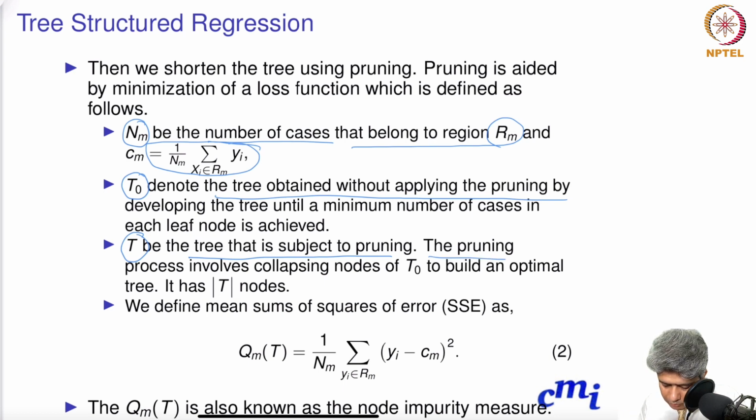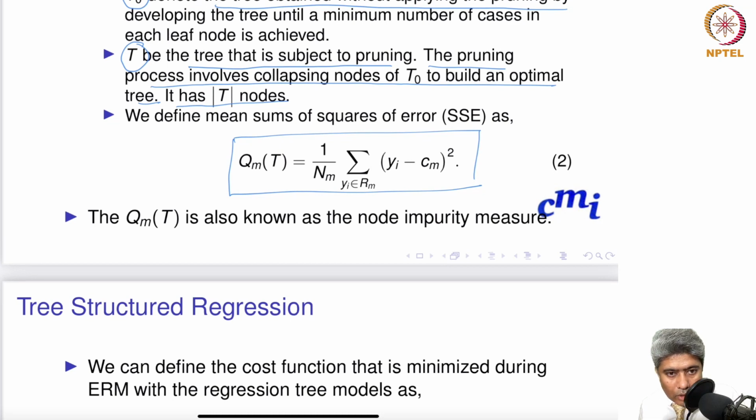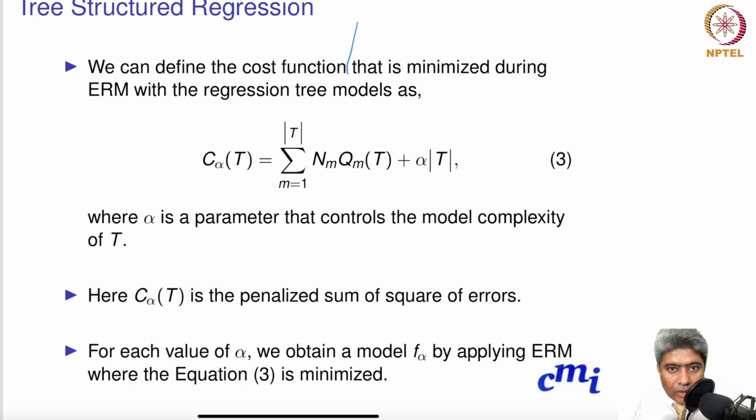The pruning process involves collapsing nodes of T0 to build the optimal tree. It has mod T nodes. So we define the mean sum of squares of error as Qm(T) = 1/nm summation (yi minus Cm) whole square. Qm(T) is also known as the node impurity measure. So we can define the cost function that is minimized during ERM with the regression tree models as like this.